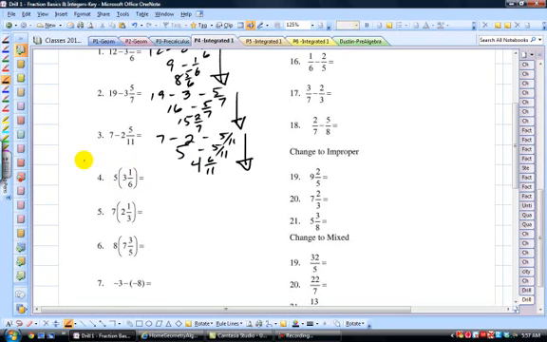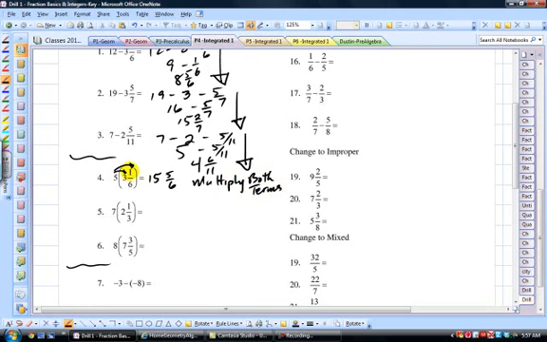Okay, here's another way. Here's the next group of problems. What I want you to do is multiply or distribute the 5 through. 5 times 3 is 15. 5 times 1/6: 5 times 1 is 5, divided by 6 is 5/6. Done. You distribute through. Multiply both terms.